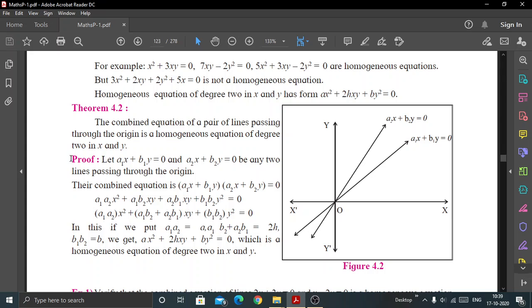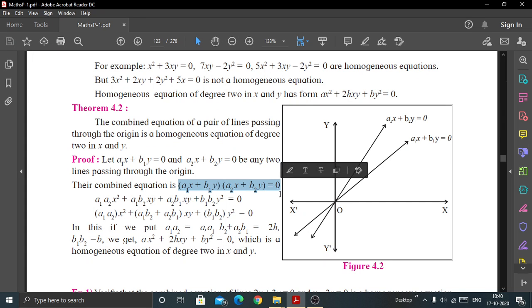Proof for this: let a1x plus b1y equal to 0. Why is the term c here 0? Because the line is passing through the origin, therefore the constant term is 0. Similarly, for the second equation also, a2x plus b2y equal to 0. This line is also passing through the origin. Therefore, for the combined equation, in the previous theorem we know that if u equal to 0 and v equal to 0, then the combined equation can be represented by the equation uv equal to 0.